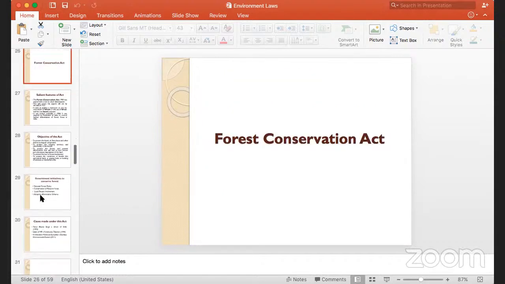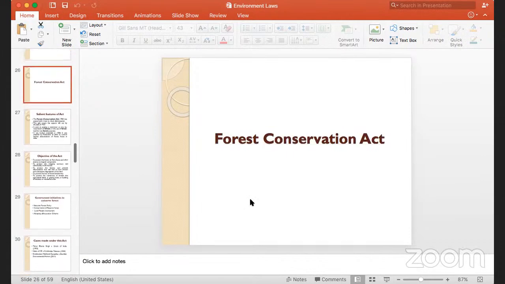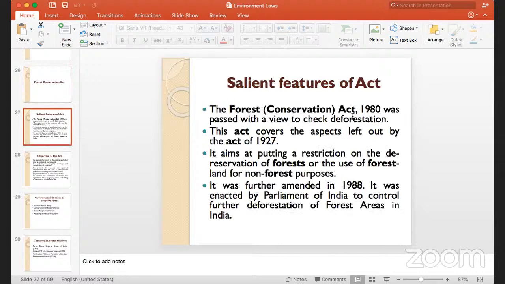Now, the fourth act that we are seeing is the Forest Conservation Act, the FCA. It was established in 1980. What are the features of this act? It was passed with a view to check deforestation. The act covers the aspects which are left out by the Act of 1927. We had a very old Forest Act of 1927, but this act was later amended in 1988. So after 27, in 80 it was made, and later it was amended in 88.